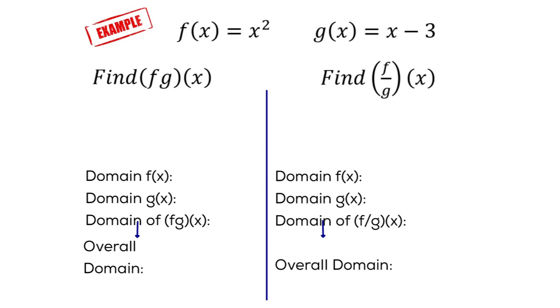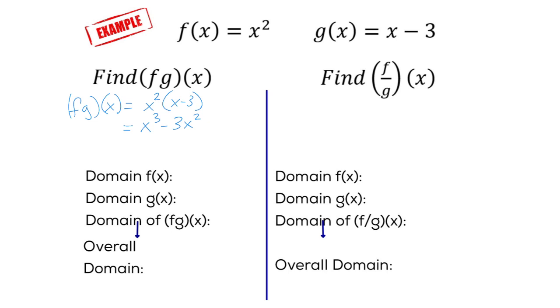All right, so got some new functions, got some new operations, a little bit fancier operations. So on this first example, I'm going to be taking f times g of x. So f times g of x just means that I have to multiply those two functions together. So it's going to look like x squared times x minus 3, but cleaning it up. So distribute through, and you have this function here.